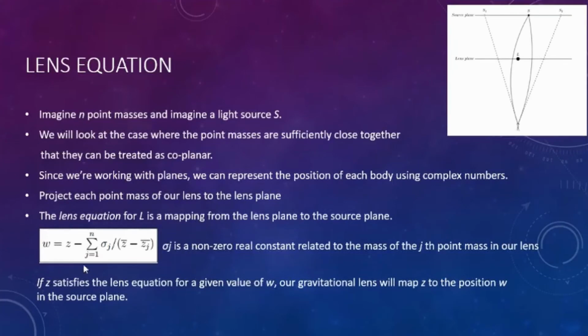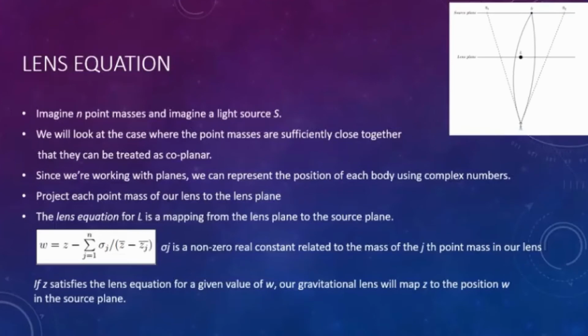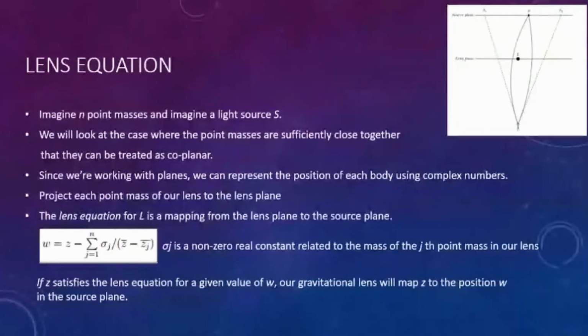This, as you have seen earlier, is similar to a rational harmonic polynomial equation. If z satisfies this lens equation for a given value of w, our gravitational lens will map z to the position of w in the source plane.